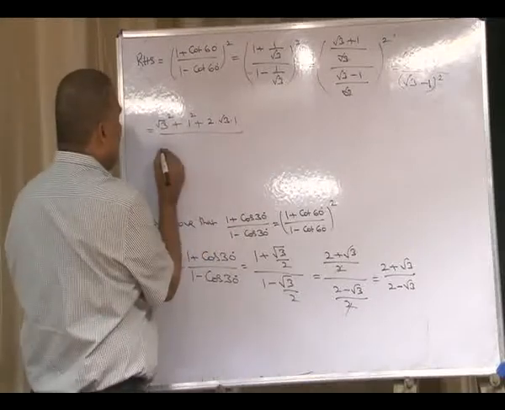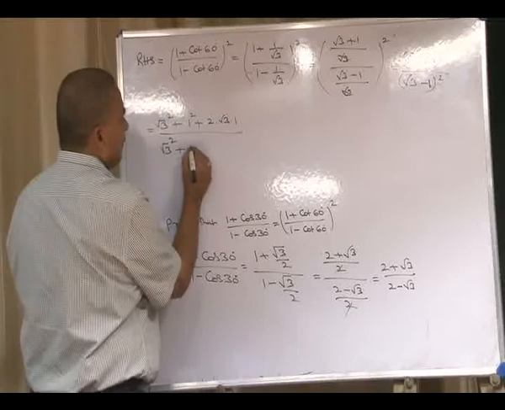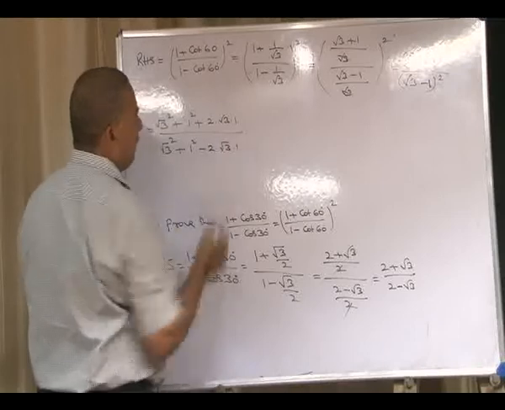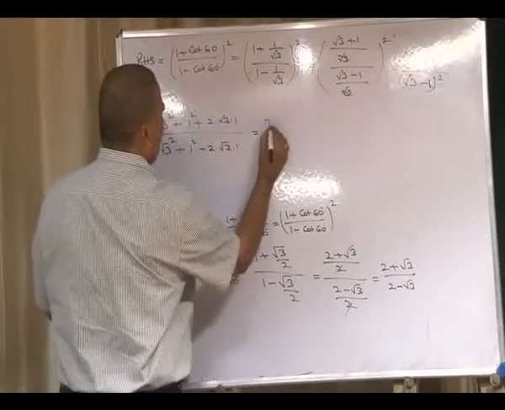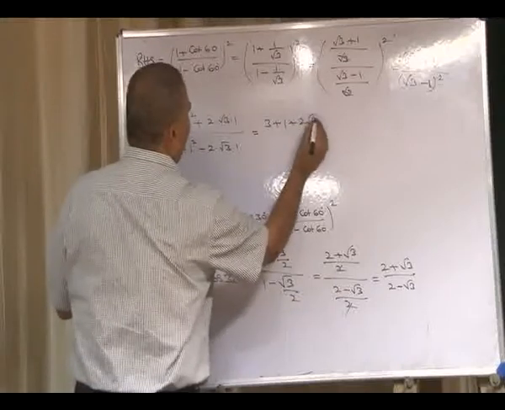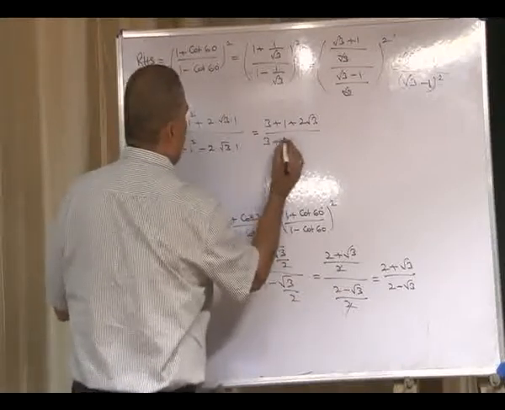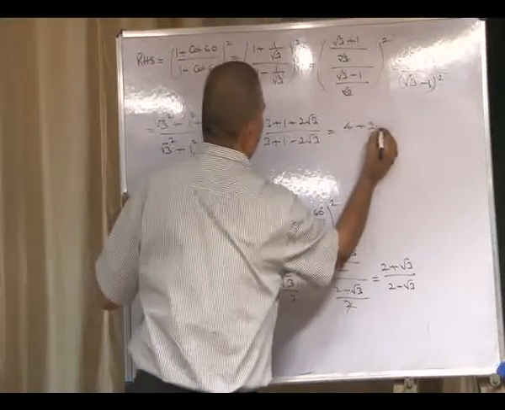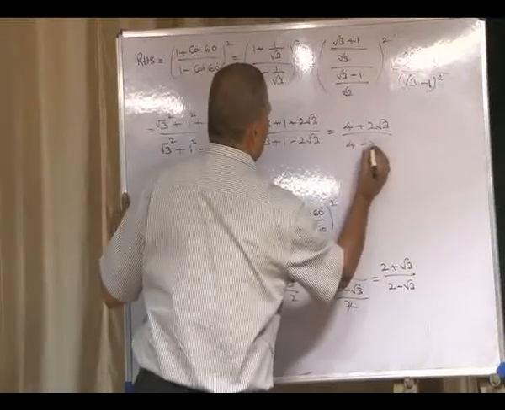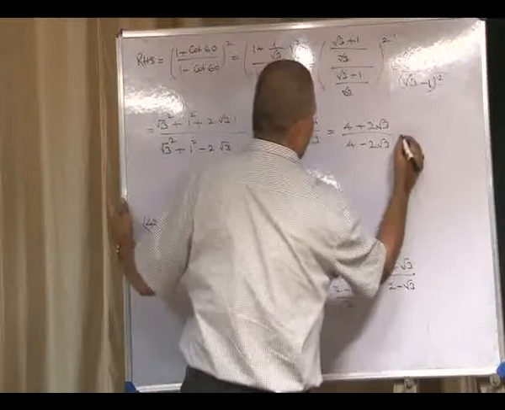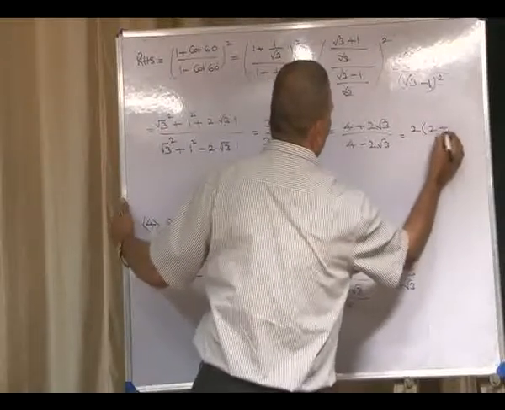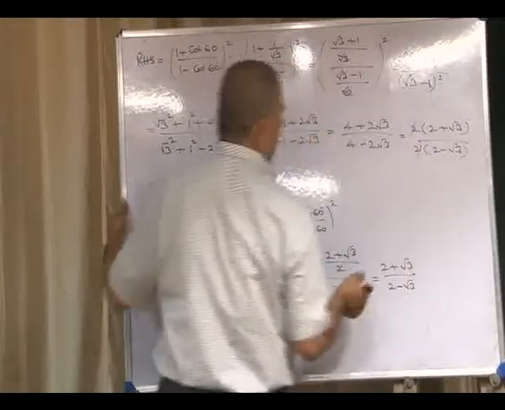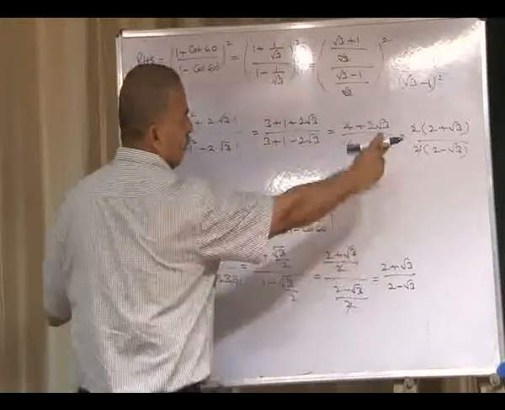A minus b the whole square is a square, that is root 3 square, plus b square, that is 1 square, minus 2ab, that is 2 into root 3 into 1. That is root 3 square is 3 plus 1 plus 2 root 3 by 3 plus 1 minus 2 root 3. 3 plus 1 is 4 plus 2 root 3 by 4 minus 2 root 3. In the numerator and denominator 2 is the common factor, 2 plus root 3 by 2 into 2 minus root 3. This 2 cancels. That is LHS is 2 plus root 3 by 2 minus root 3.